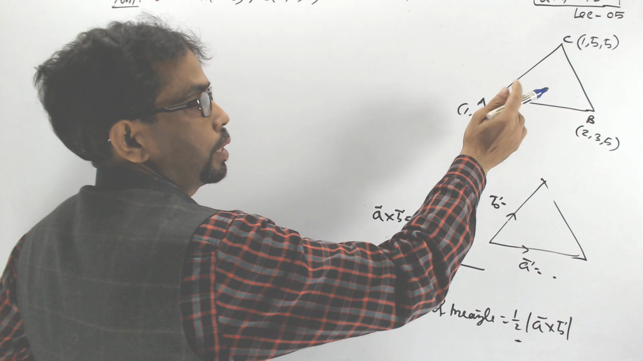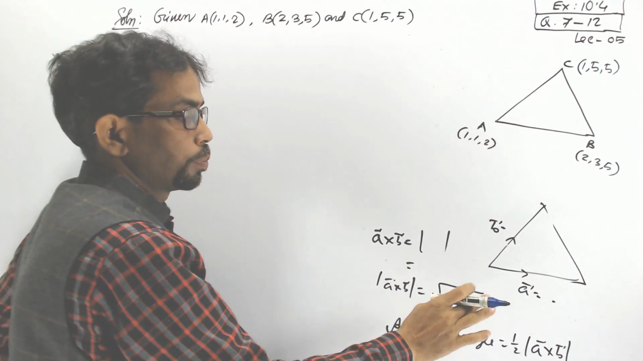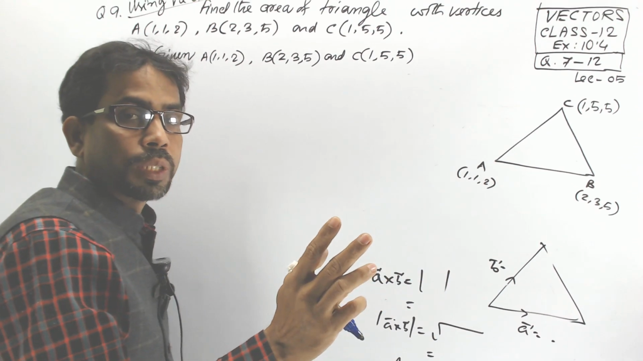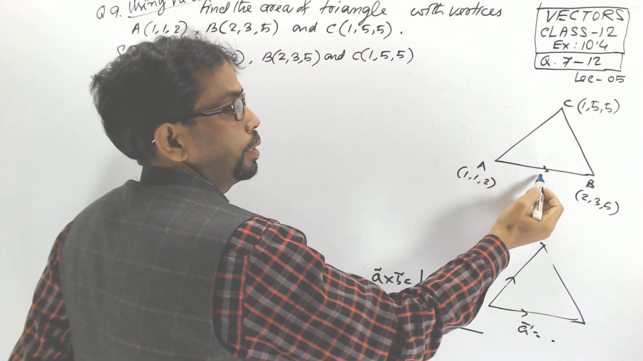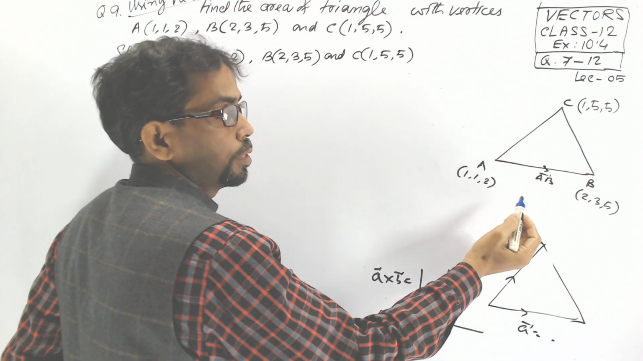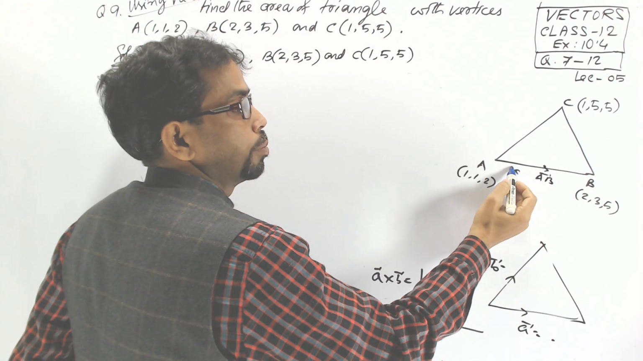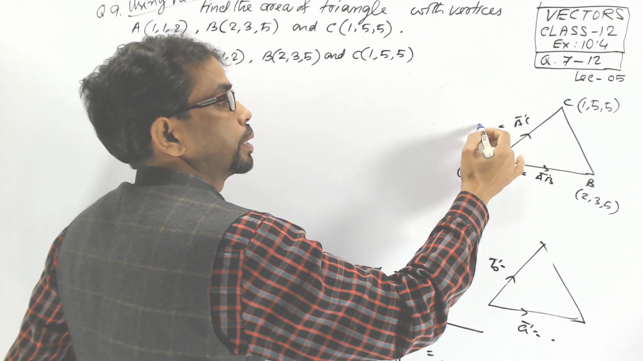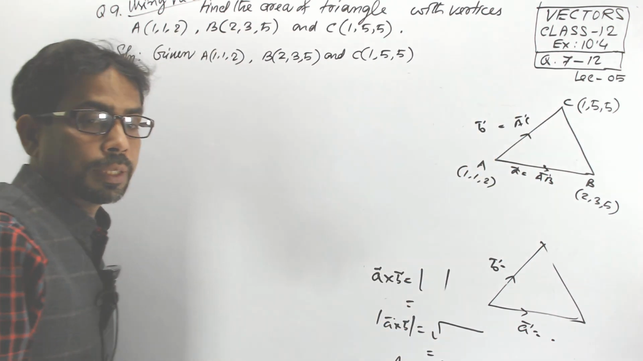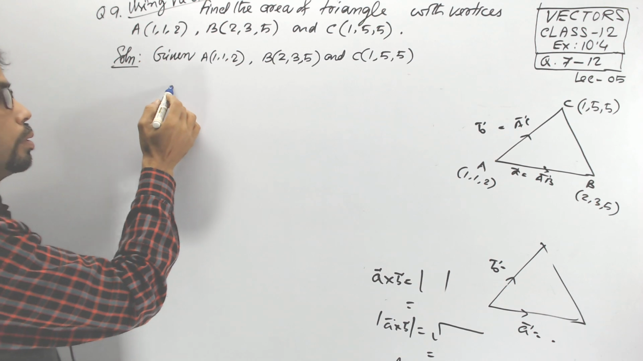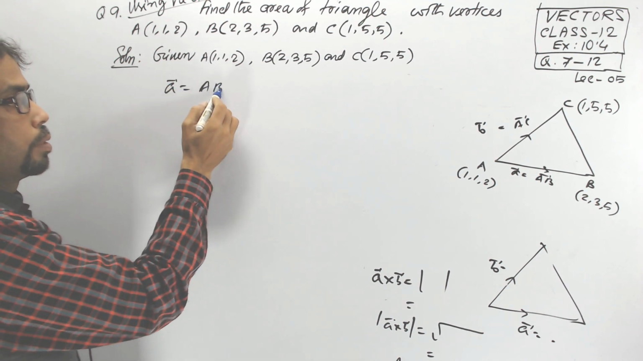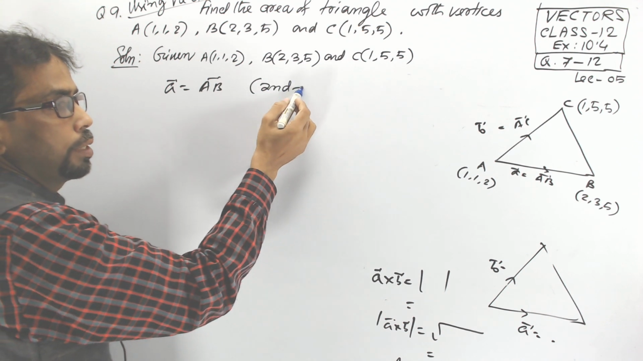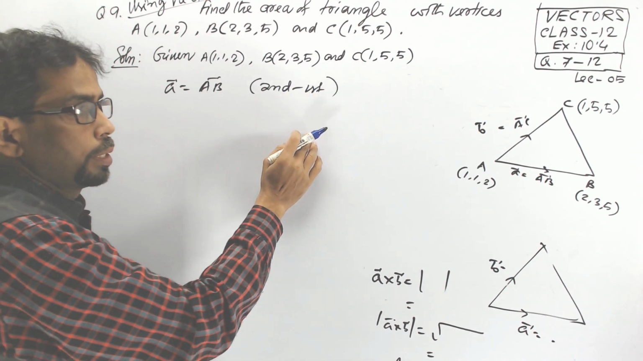Now here in this triangle the sides are not given, only the vertices are given. So at first we have to find any two sides. Any two sides are enough, the third side is not necessary. I'll find AB and represent it by vector A, then AC represented by vector B. So vector A, which is AB, is found like this: second minus first, the position vector of second minus the position vector of first.